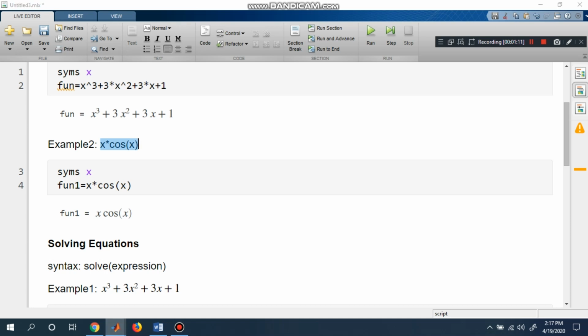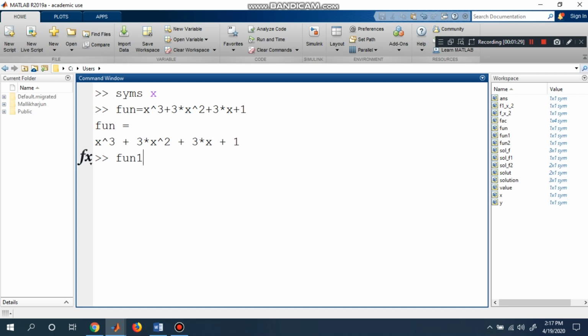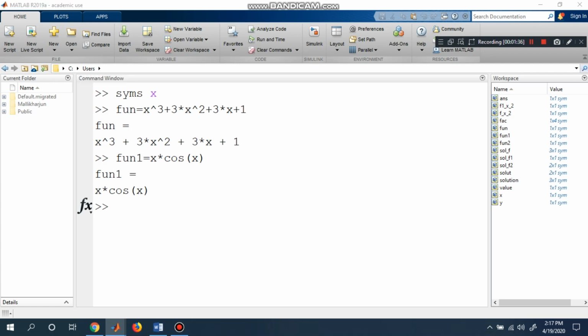How do you define this? See the same thing, suppose you'd like to type in the command window, syms x the variable, and the function is equal to x cube plus 3x square plus 3x plus 1. Similarly function 1 is equal to x into cos x.